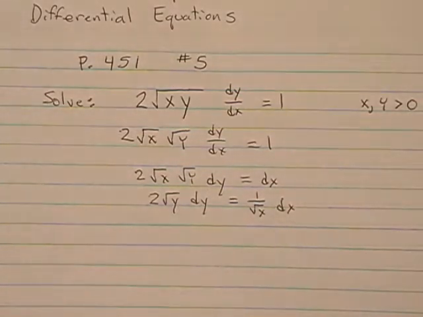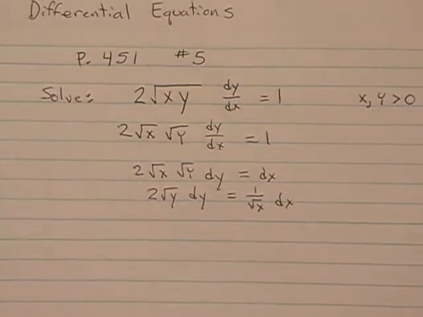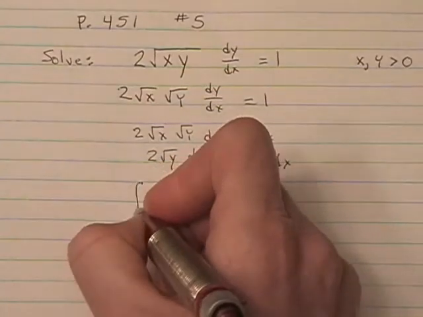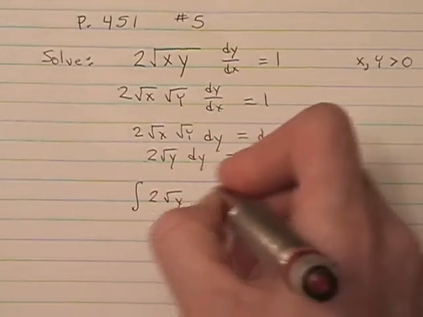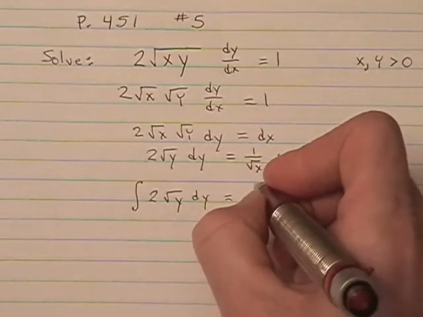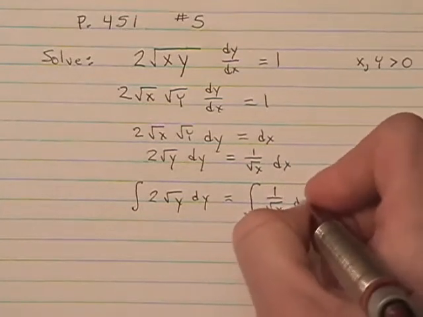Now that we've collected the terms, y terms on the left and x terms on the right, we can go ahead and integrate both sides. On the left it's the integral of 2 square root of y dy, and on the right it is the integral of 1 over the square root of x dx.